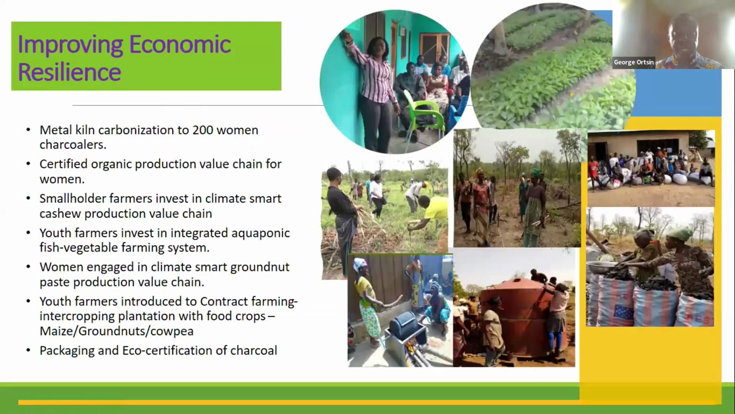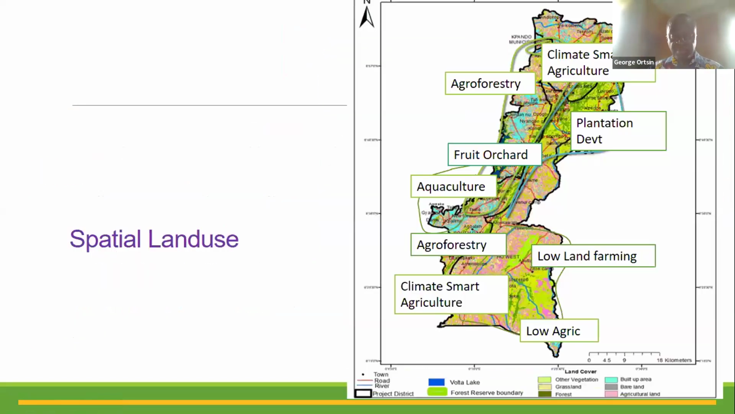Of course, there were also recommendations to improve economic resilience by introducing certain activities, and all these were identified as such. So putting all these together, we now identified activities that could take place at various parts of the landscape area. So we have places for climate smart agriculture. This was the areas where they were experiencing a lot of temperature variations and also flooding.